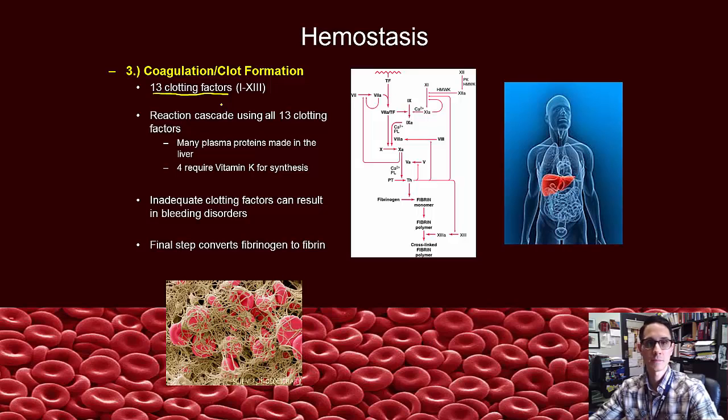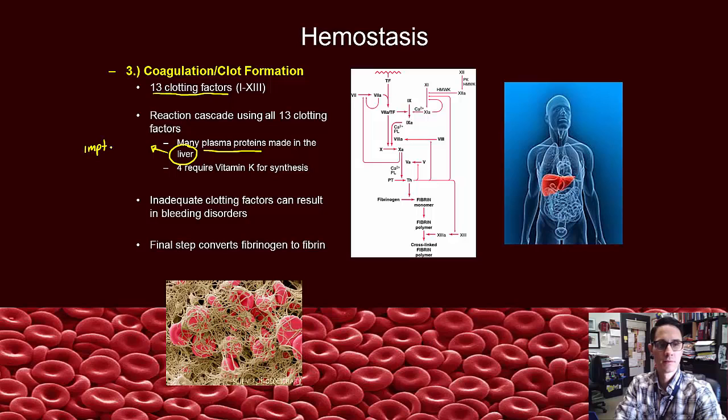We can only use the platelet plug for so long. It's only so good at stopping the flow of blood. What we need to do is really stop that flow of blood with these clotting factors. As I mentioned, many of them are plasma proteins, and many of those plasma proteins are made in the liver. Okay, so you can imagine that for this process to take place, it's very important to have a healthy liver and healthy liver function.